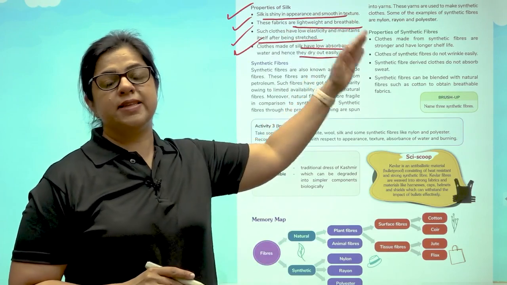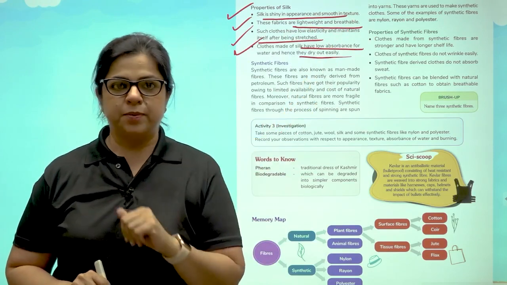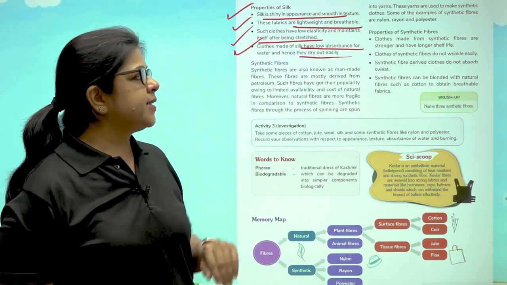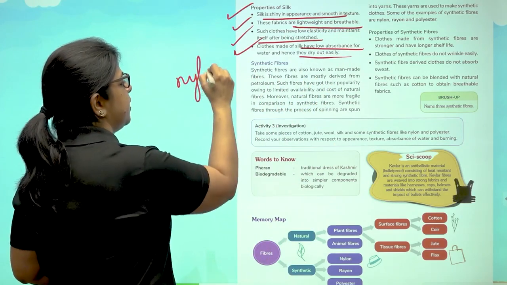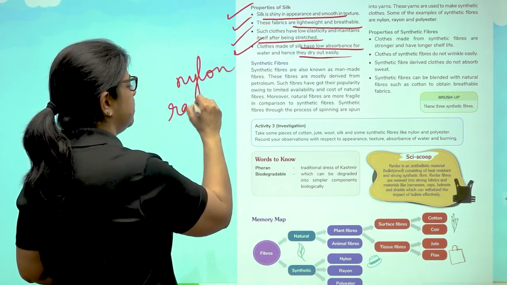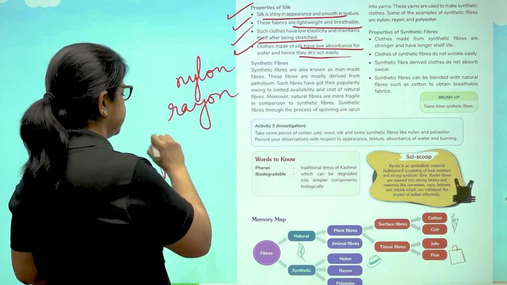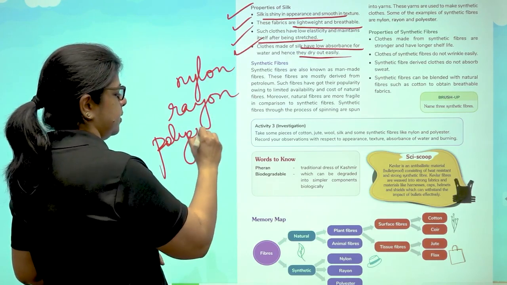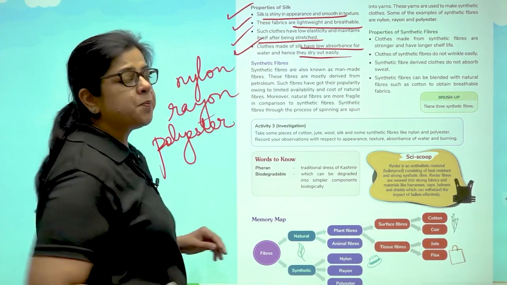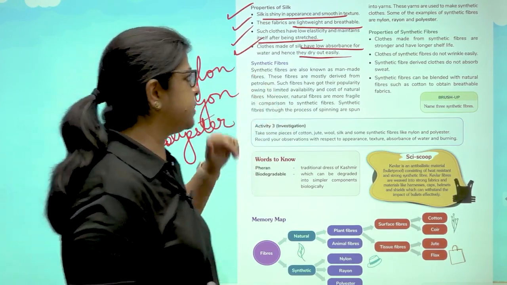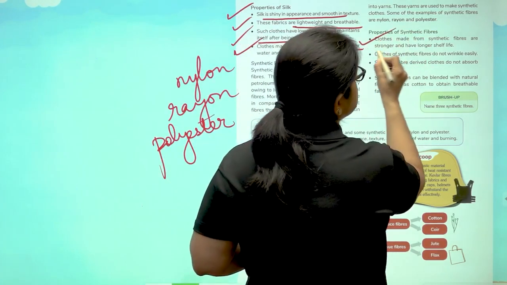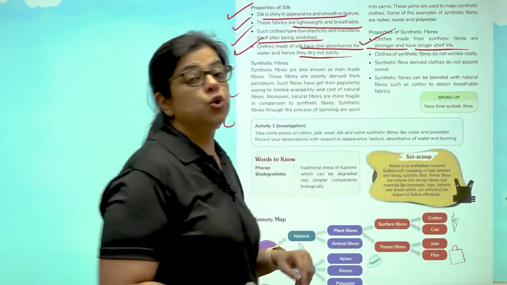Now all these that we have studied were natural fibers. Talking about synthetic fibers. Synthetic fibers are like nylon, rayon, polyester. Why are people now moving to synthetic fibers instead of natural fibers? Reasons are, synthetic fibers are stronger and they last longer.